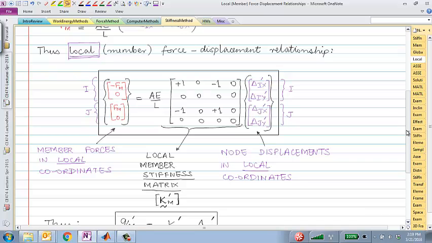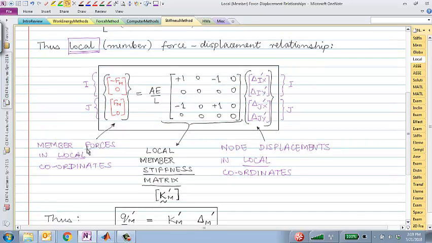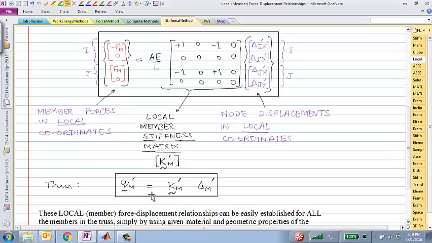So a couple of definitions here. Member forces in local coordinate system. The coordinate system is extremely important here. You have to keep track of which coordinate system you are working with. Right now, which coordinate system have we been working with? Local, right? Meaning we orient along the member. And this stiffness matrix, which relates displacements to forces, is also in the local coordinate system. These displacements are also in the local coordinate system. That's why I'm calling this relationship Q.